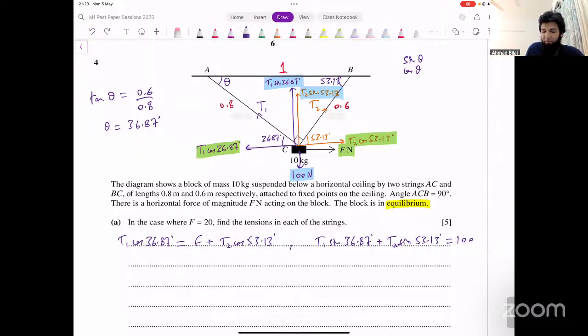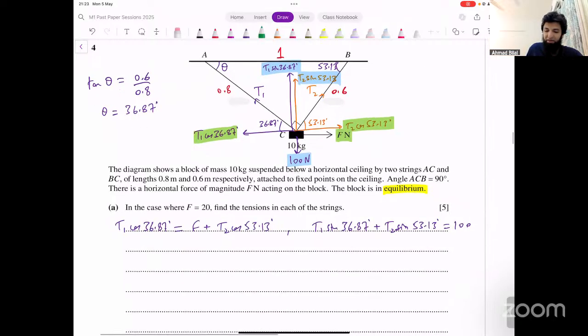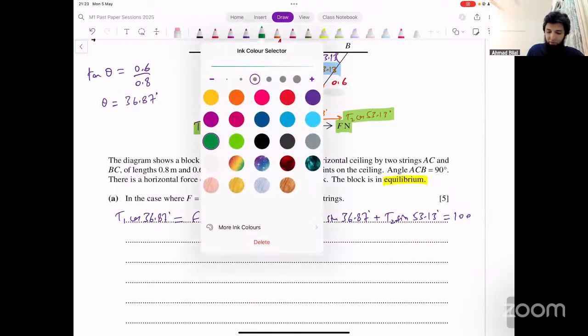So sine theta, for instance, with respect to this angle, that would turn out to be 0.6, and cos theta would be 0.8. Right? So you could directly input sine theta and cos theta here. If you don't get what I mean by this, just forget it. It's okay. Just find the angle and do it the normal way.